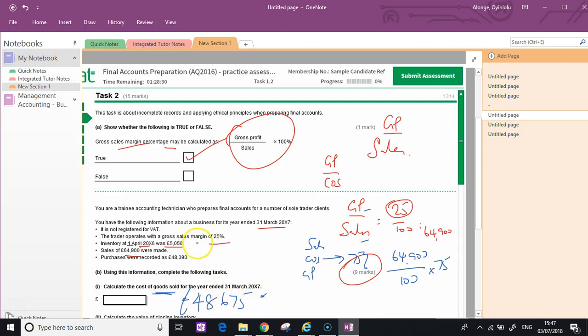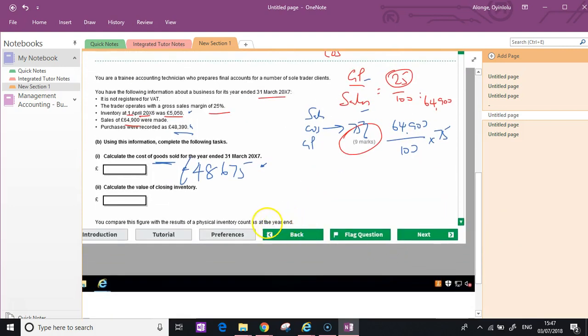You've got cost of sales, you have opening inventory, you're given purchases. In some other question, you could be given closing inventory and told to find purchases. So everything we've been talking about, this flexibility, being comfortable with playing around with this. So what do we know? We know that opening inventory plus purchases minus closing inventory is equal to cost of sales, right? 48,675. So I'm looking for closing inventory.